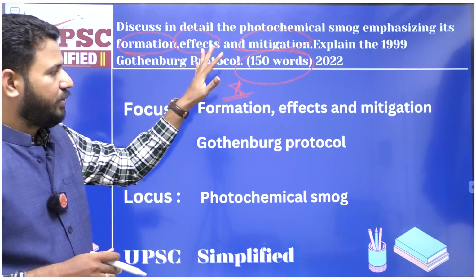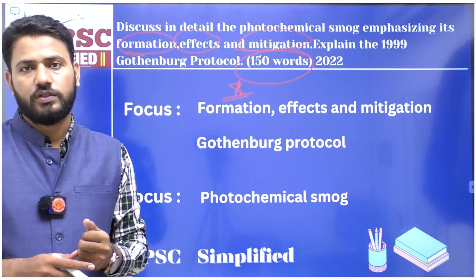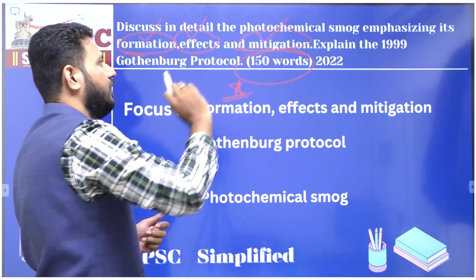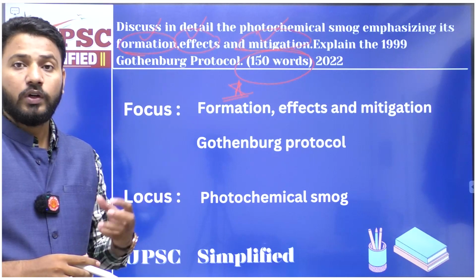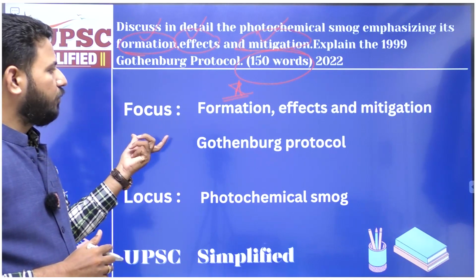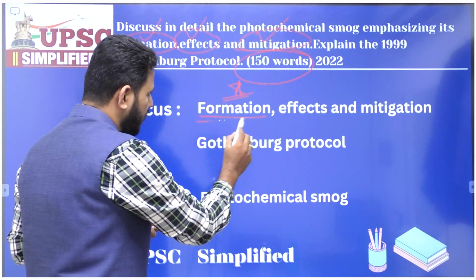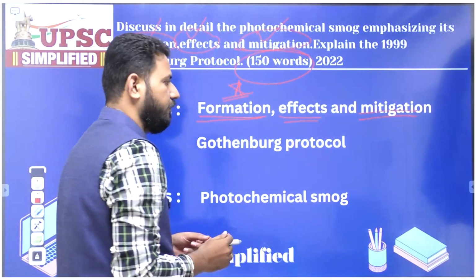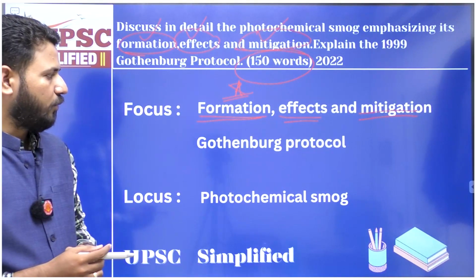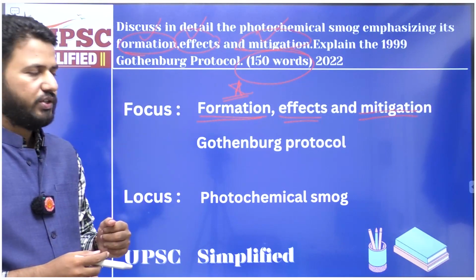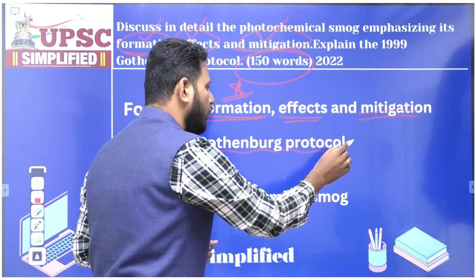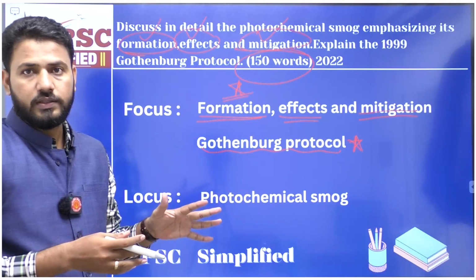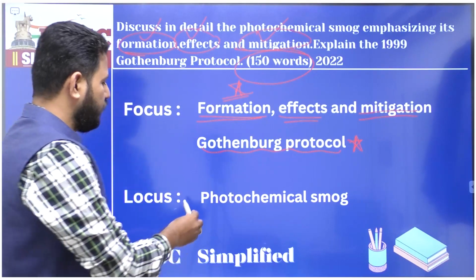In such questions, it is very easy to understand the focus of the question because they straight away ask you what exactly the question requires. So the focus obviously here is the formation of photochemical smog, the effects of photochemical smog, and the mitigation measures that we can undertake to deal with photochemical smog. Also, in the second part of the question, the Gothenburg Protocol is also the focus because it is a separate question, right, where there is no locus. The locus in this question is photochemical smog.